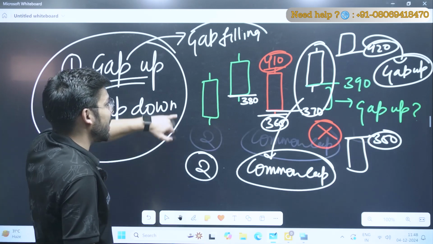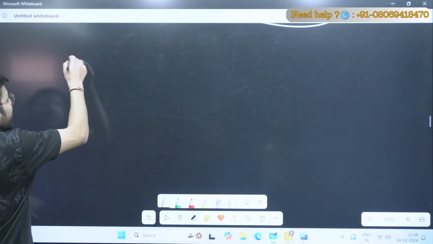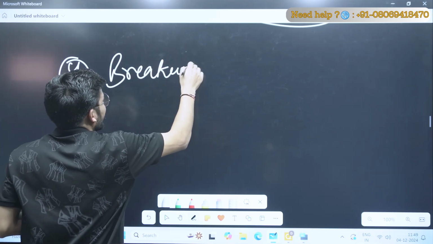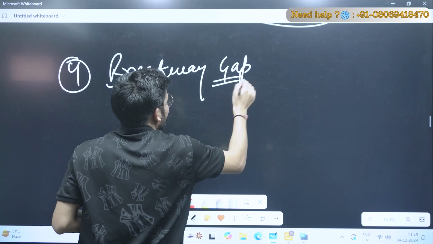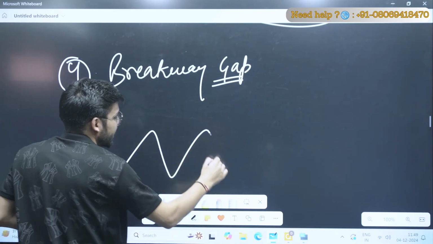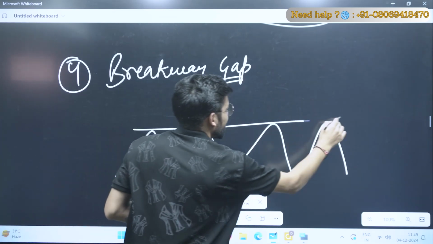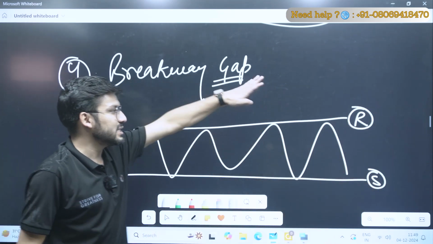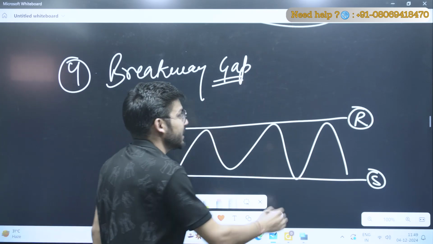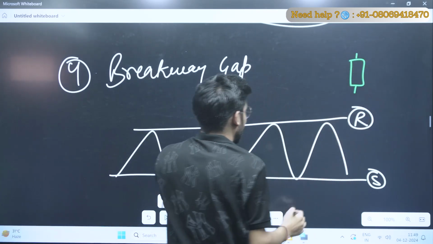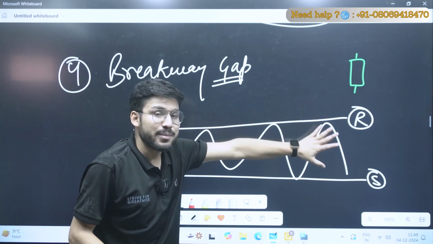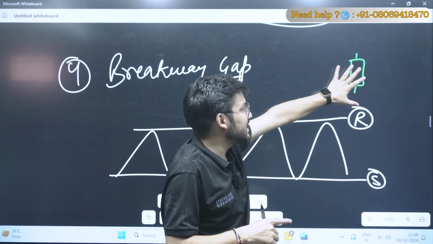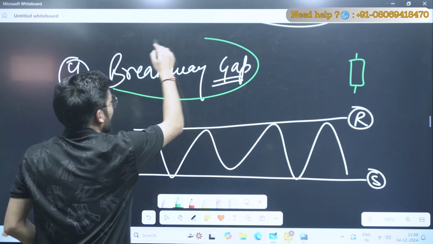Now, talking about the fourth gap, that is the breakaway gap. What is a breakaway gap? For example, your market was moving in a range for a very long time. Suppose this is your resistance and this is your support. The market was moving in a range, and then on the very next day the market started here and broke your range. This was your resistance. My market did not actually break the resistance, but it opened above my resistance. That condition is known as the breakaway gap.